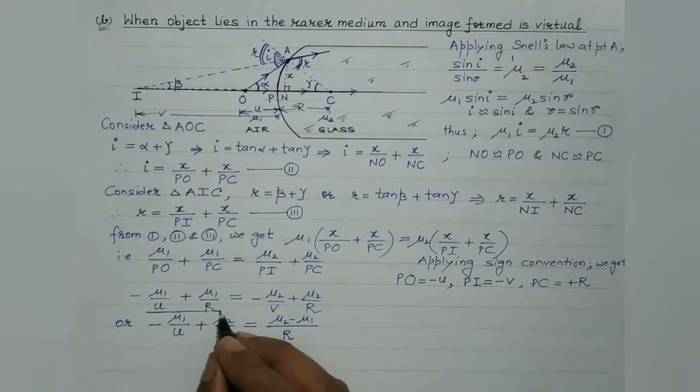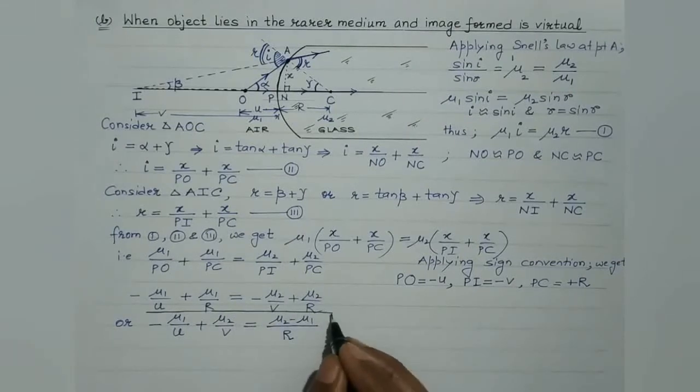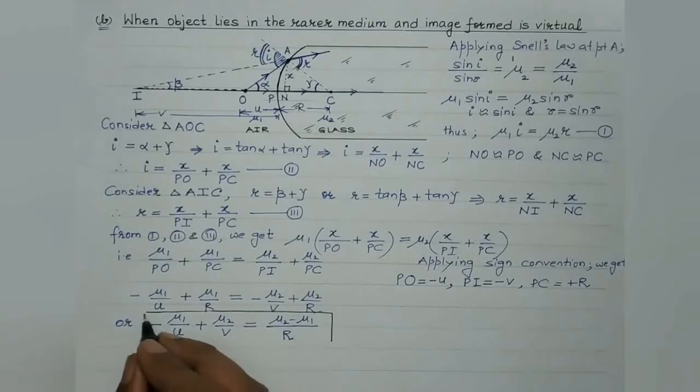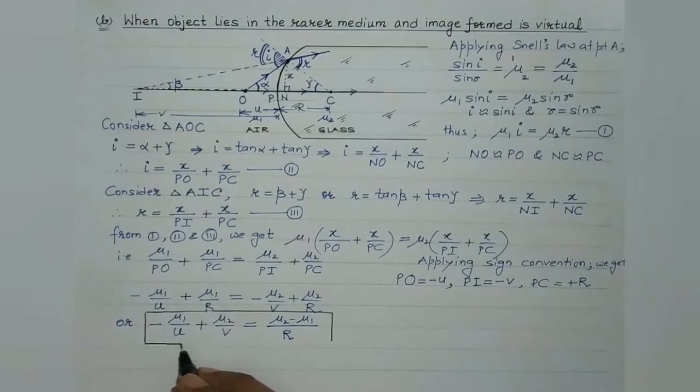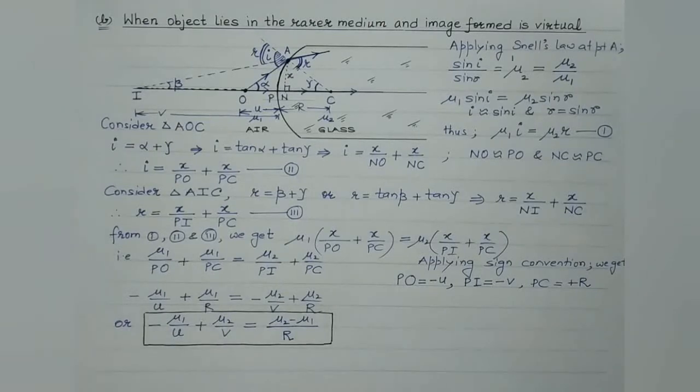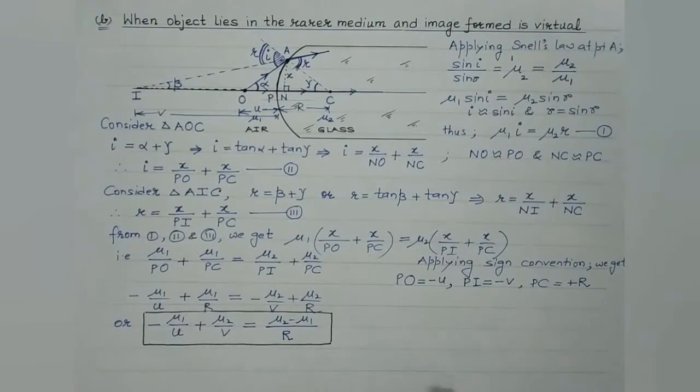So what is the conclusion basically? The conclusion is, it is immaterial, it is of no consequence whether the nature of the image is real or virtual. If the object is lying in the rarer medium, then the same formula will hold valid, irrespective of the fact whether the image formed is real or virtual.